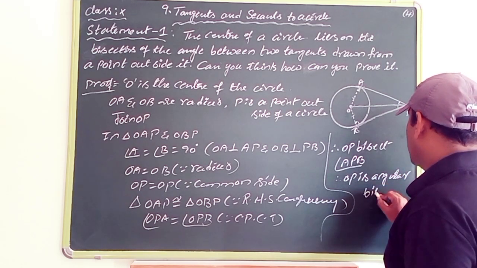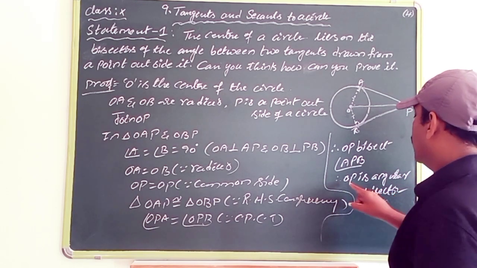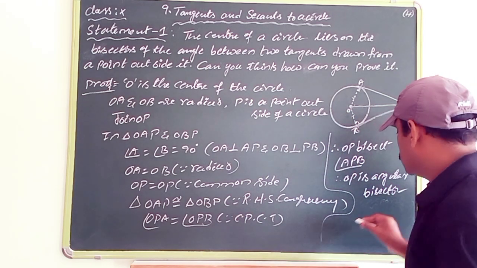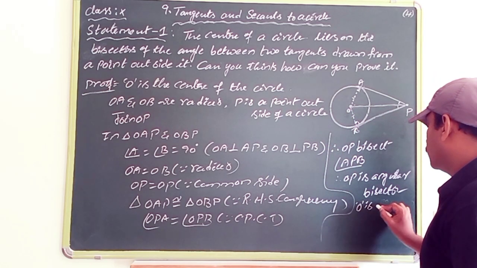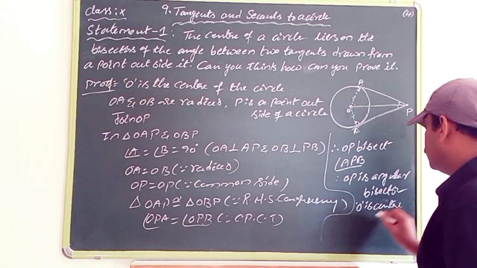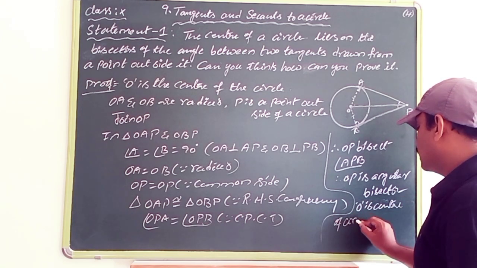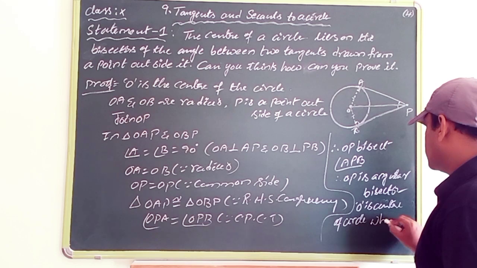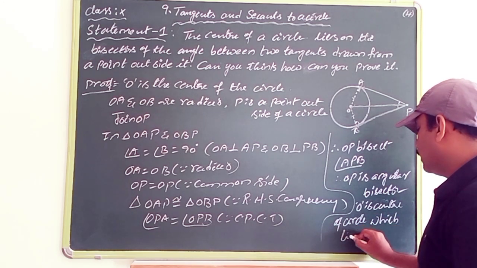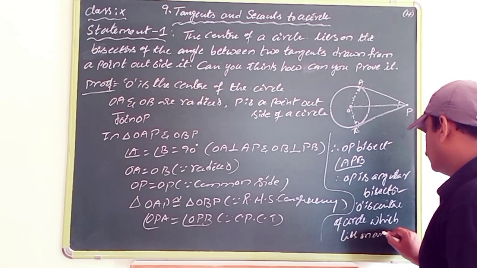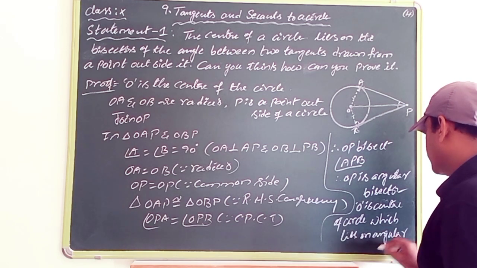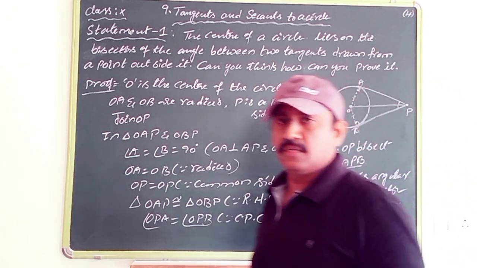Angular bisector. And O is the center of the circle, right? So O is the center of the circle which lies on the angular bisector. So this is the proof.